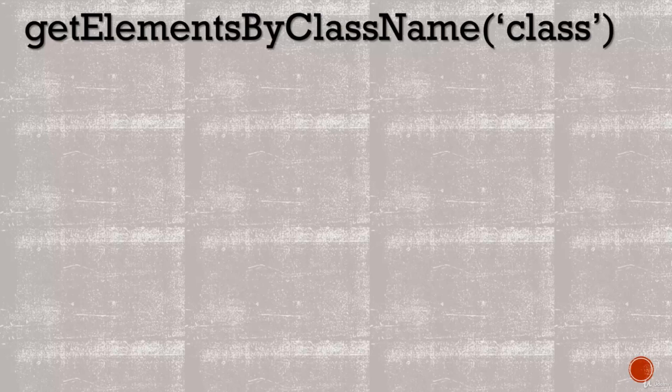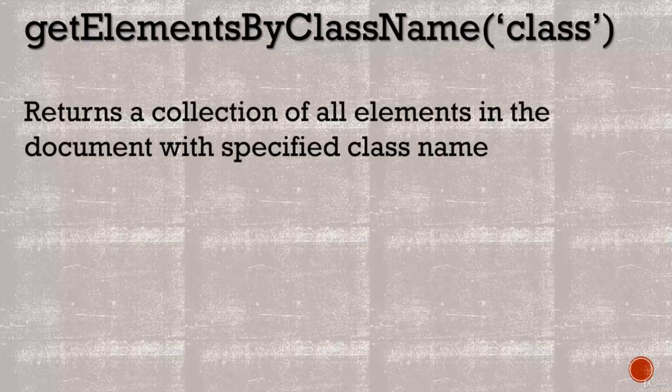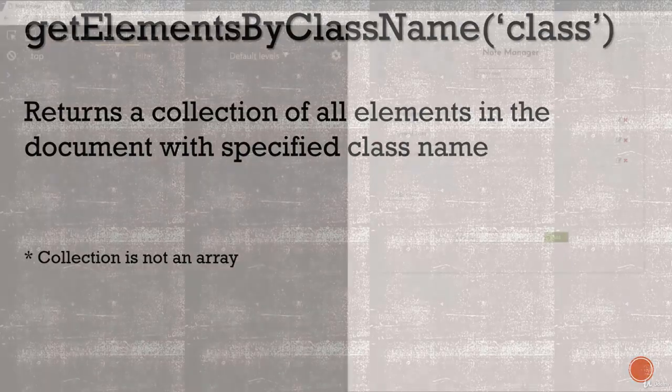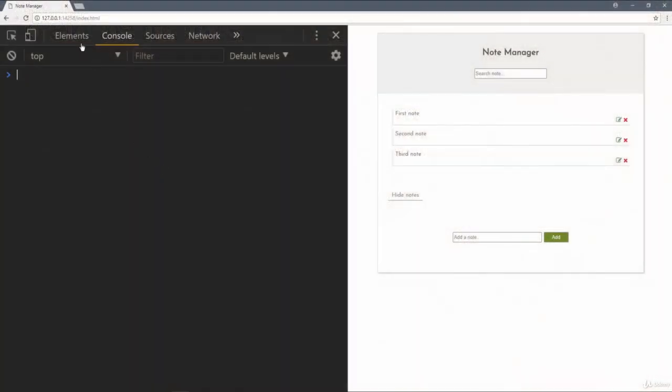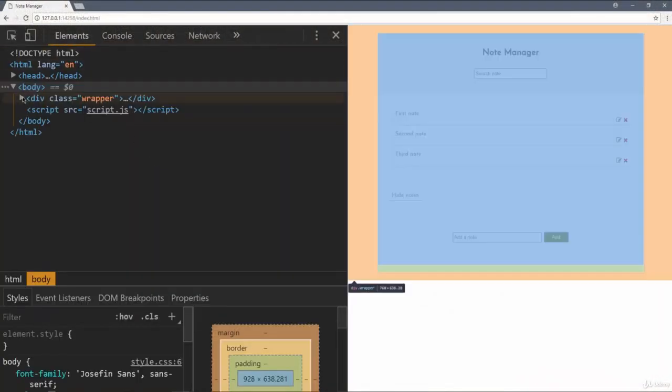Let's start with the getElementsByClassName method, which returns an HTML collection of all elements in the document with the specified class name. In other words, it returns an array-like object of all child elements which have all the given class names. Remember that this method returns an array-like collection, which is not actually an array. Alright, let's see practically what this method does.